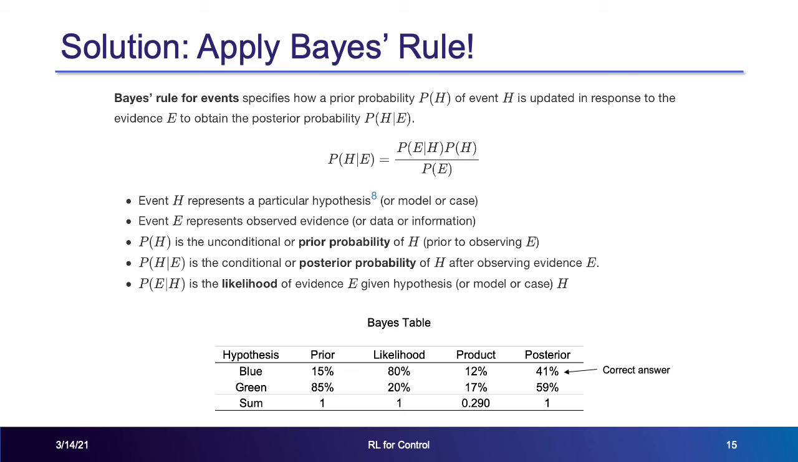Then the likelihood has to do with the data from the witness. You multiply these two together, scale it by this number, and you get this posterior solution. So this is your correct answer. You can see how this is powerful because it answers a question that we're not good at answering.